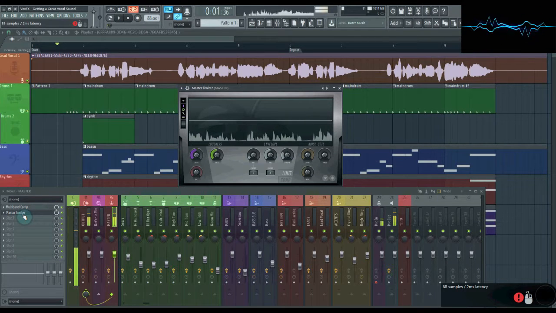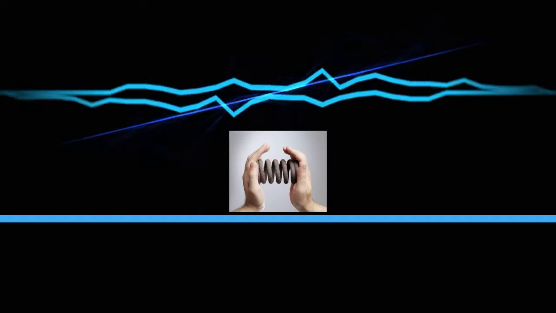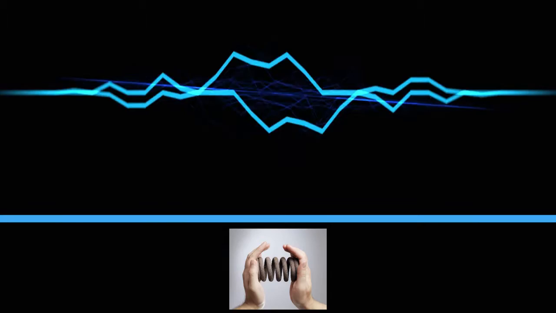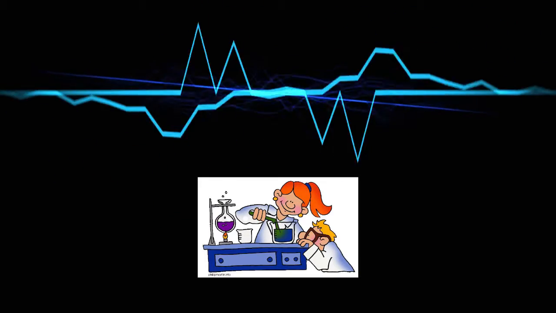If you have, say, an EQ or a compressor after your hard limiter, there's no guarantee that the signal won't clip. Gates! A gate is basically a compressor in reverse. Instead of compressing the audio above the threshold, it compresses the audio below the threshold. This may seem counterproductive, but the way it's used is actually pretty ingenious.